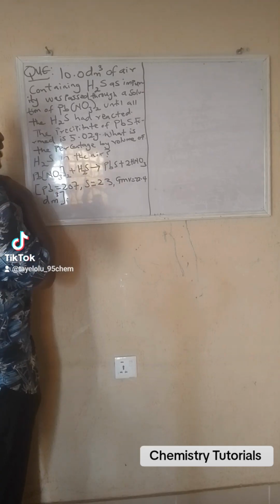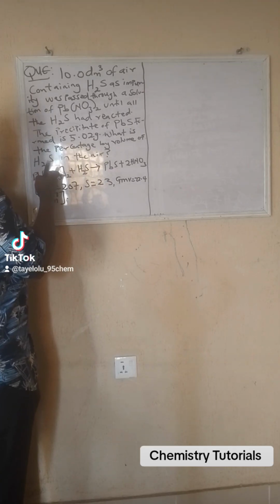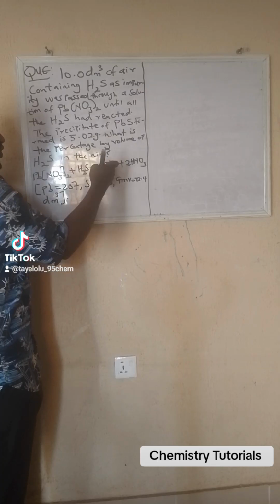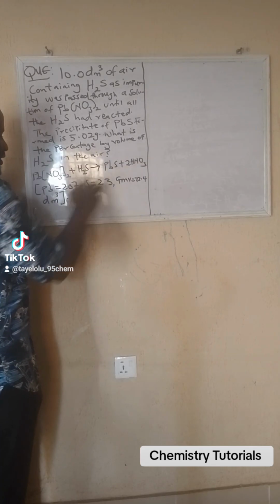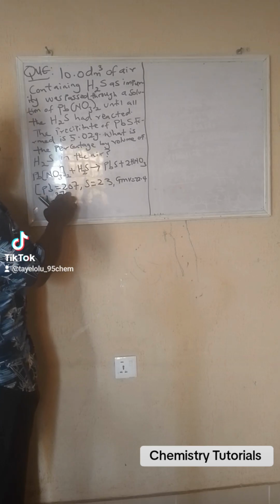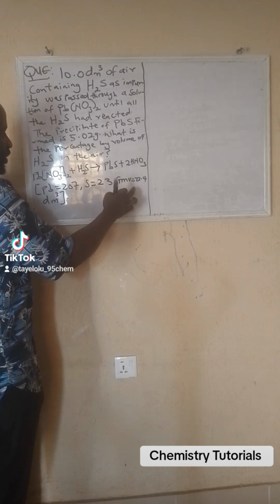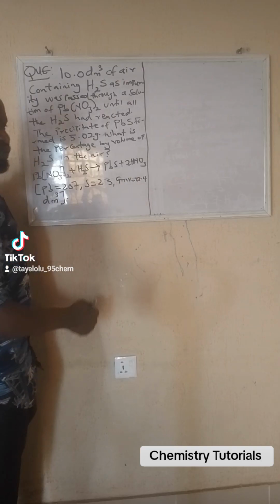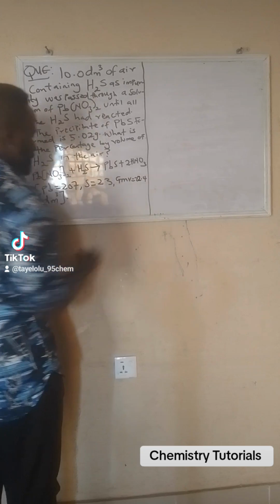You have this chemical equation that illustrates the reaction of hydrogen sulfide and lead(II) trioxonitrate(V) to form lead(II) sulfide and trioxonitrate(V) acid. Then the relative atomic masses of lead and sulfur, and of course the gas molar volume, which also means the volume of a gas at STP, 22.4 dm³.